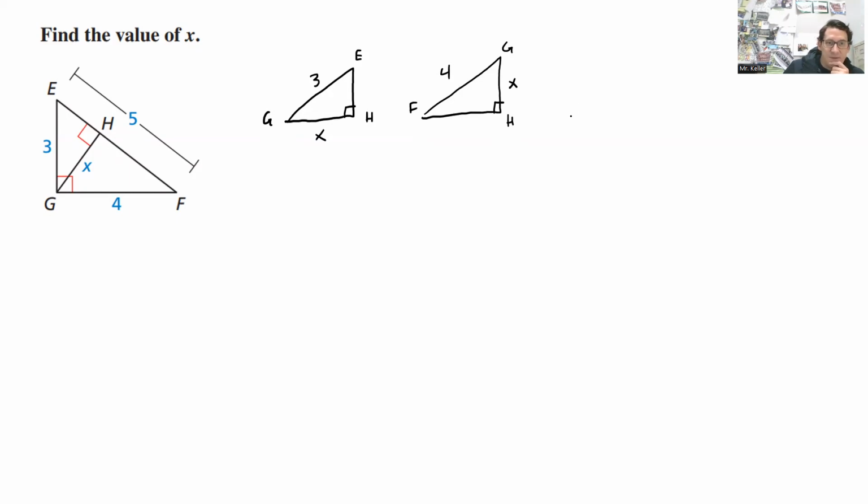I'm going to flip this around, so it's going to be F to E to G. I should have sketched it out so they're facing that way with the big one, but whatever. F to E to G. So F to E is 5, GF is 4, and then 3. And so we are trying to find X.